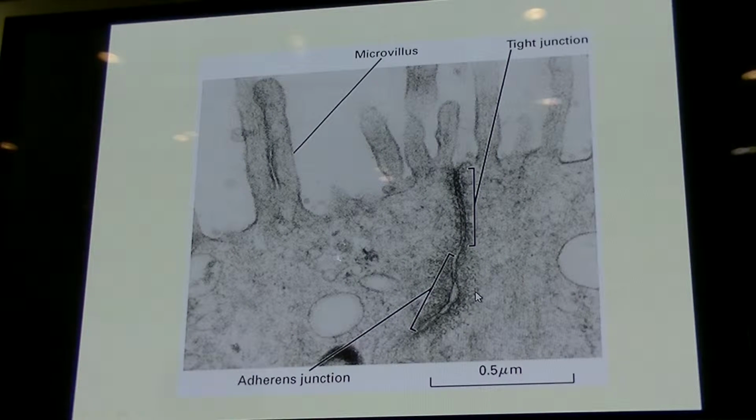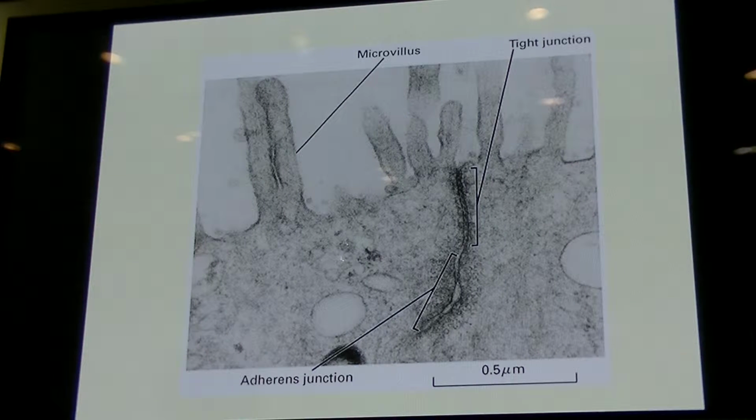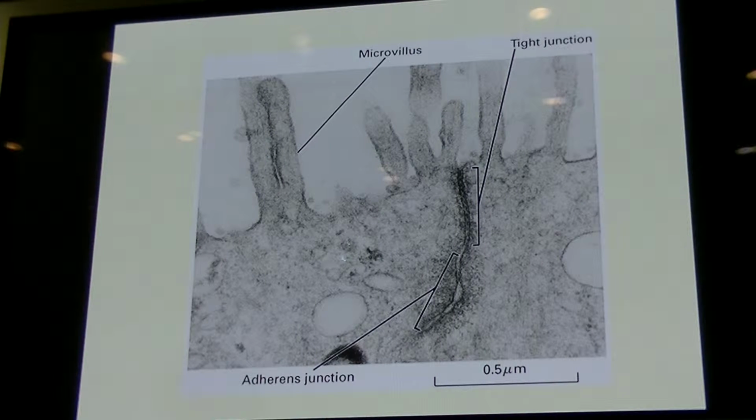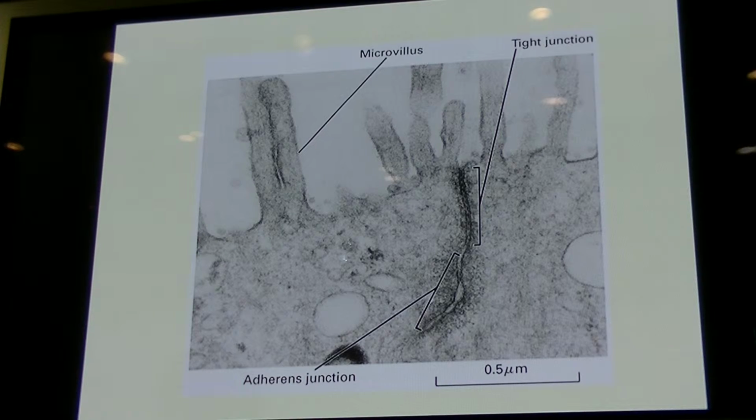There are other connections. This adherens junction makes that these two cells are physically connected. They're anchored together. The tight junction doesn't prevent the shearing of the epithelial layer. It just is giving that sealing effect.